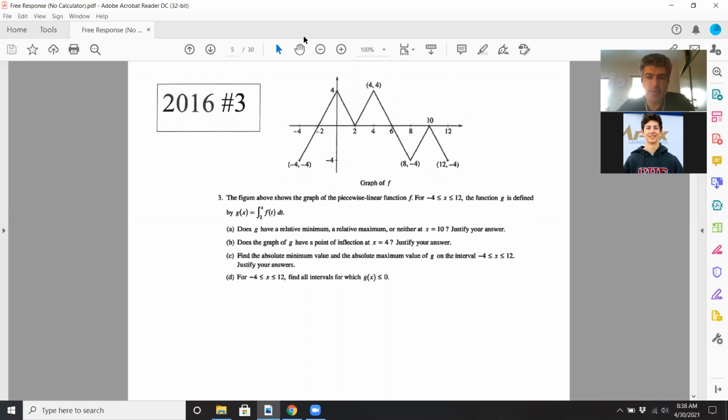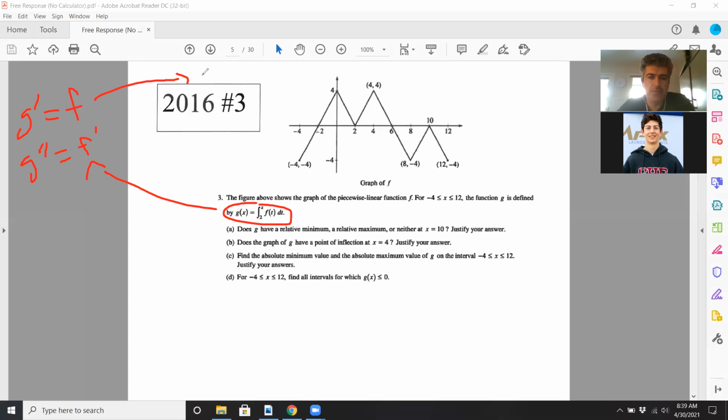So what this means is that we need to quickly establish, they do look for this, somewhere in your paper that might say they have the AP graders. You quickly want to say g prime equals f. That's FTC part 1. And also, we might need to say that g double prime equals f prime. So it means that the derivative of g just represents y values.